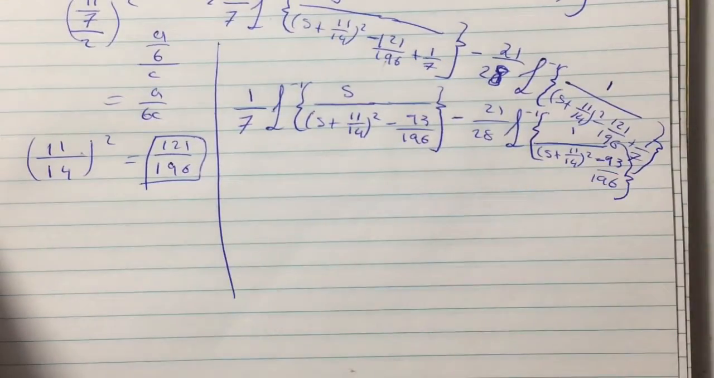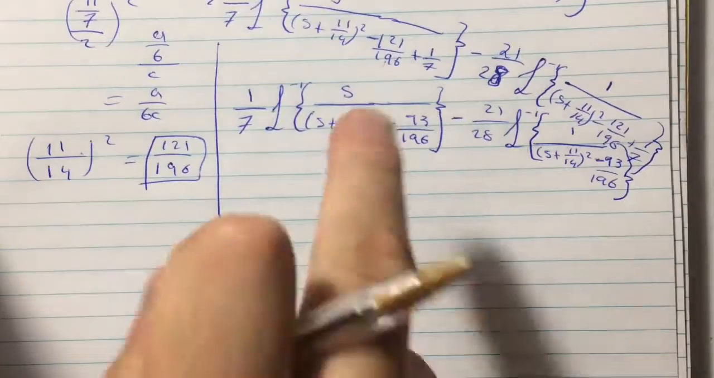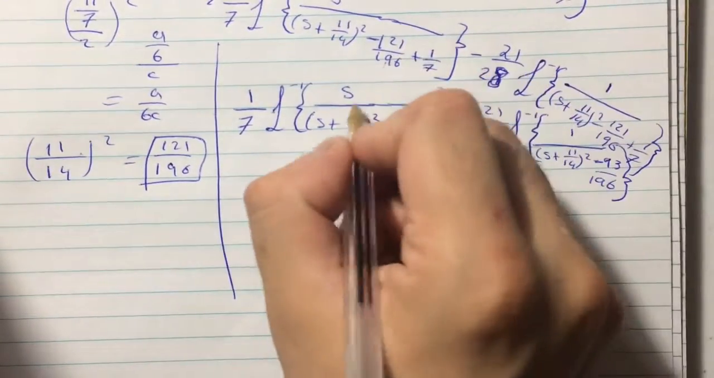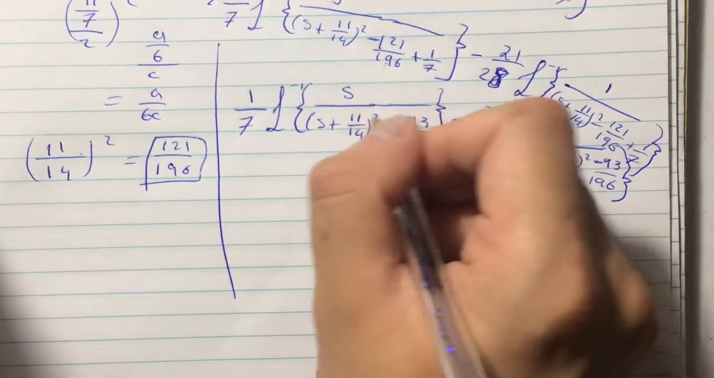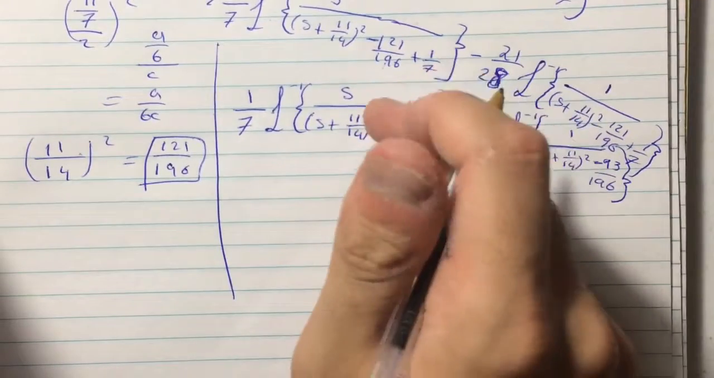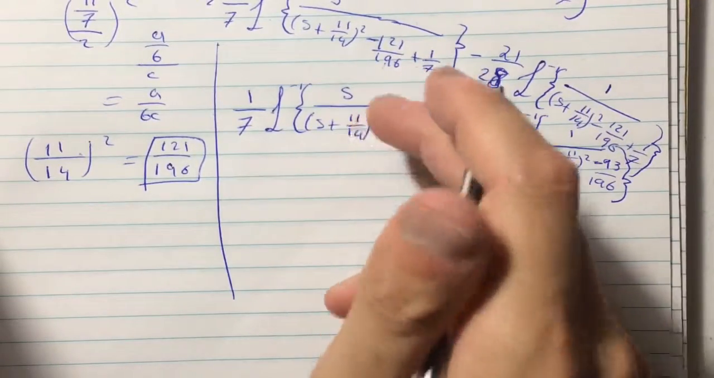Cool. Alright. Now, what can I do here? I have to realize that this is the F of s minus a little trick. This is a shift, right?